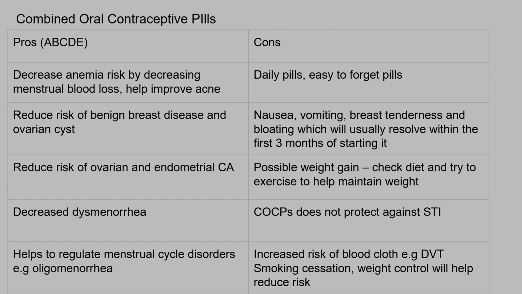Then for the disadvantages, the patient has to take the pills every day. Common side effects include nausea, vomiting, breast tenderness, and bloating. But these symptoms usually would resolve within 3 months of using it. You have to highlight to the patient that oral contraceptive pills do not protect against STI. And there is increased risk of blood clot formation, such as DVT. It is advisable that patients should stop smoking if they smoke and try to control their weight by exercising and diet control.